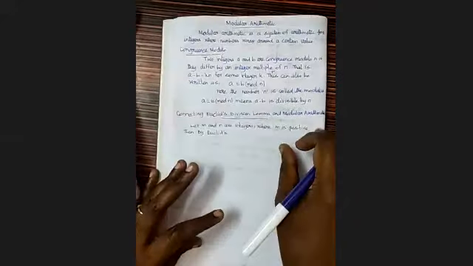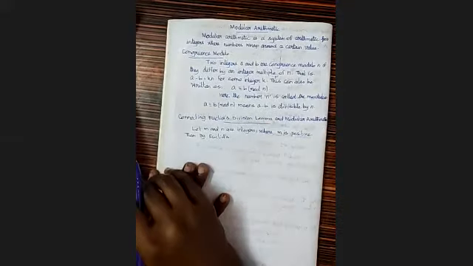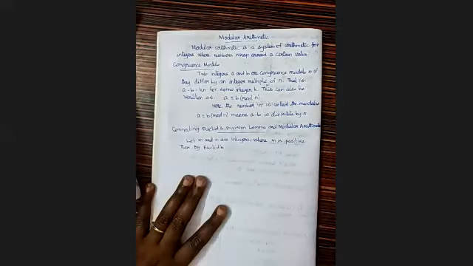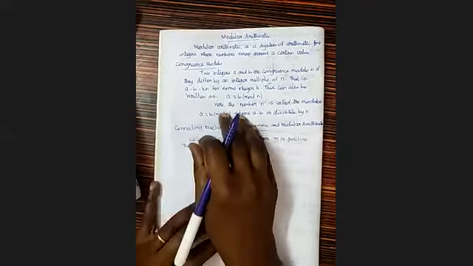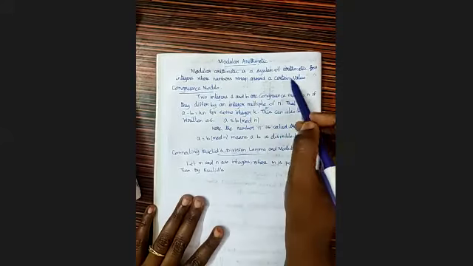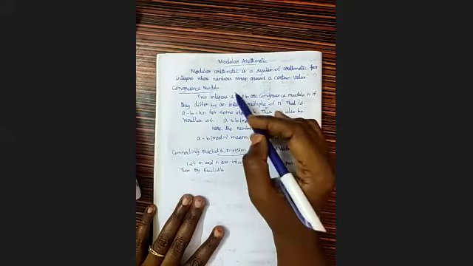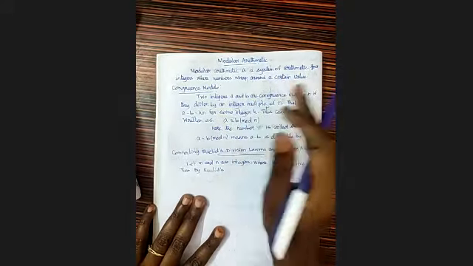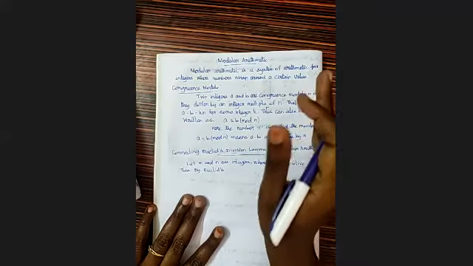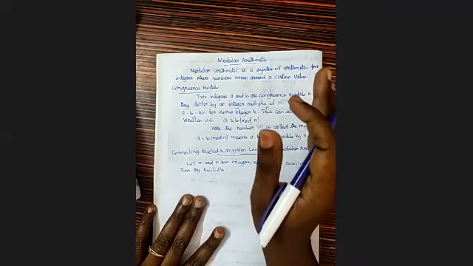Okay, children. Yesterday we have seen modular arithmetic. What do you mean by modular arithmetic? Modular arithmetic is a system of arithmetic for integers where numbers wrap around a certain value. Wrapping around a certain value is called modular arithmetic.